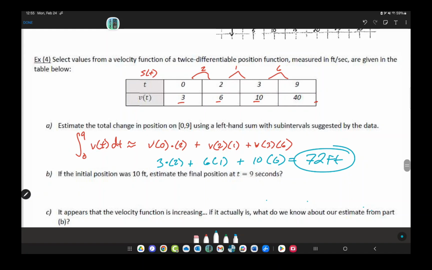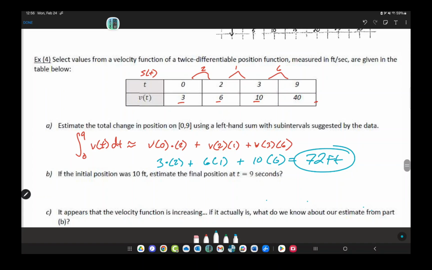From 2 to 3, we now have a velocity of 6 feet per second. So for 1 second, we went at 6 feet per second, so 6 feet. And then from 3 to 9, we're going 10 feet per second. So for 6 seconds, we're going 10 feet a second, which gives us 60 feet total. So adding all that up gives you 72 feet. Again, we're just assuming there's an immediate change in velocity. That's why we're using approximation, because we don't know everything. You basically have to use approximation when you're going to chart these situations.